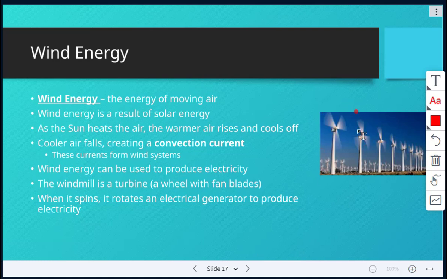So a windmill is a turbine, a wheel with fan blades, and when it spins, it's rotating an electrical generator, which will then produce the electricity.